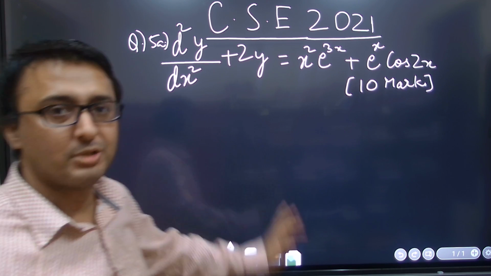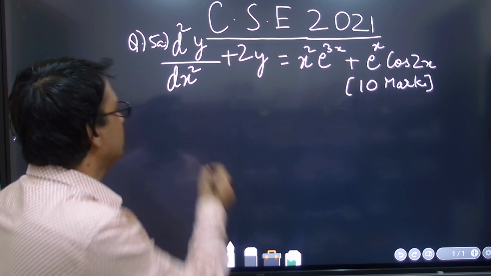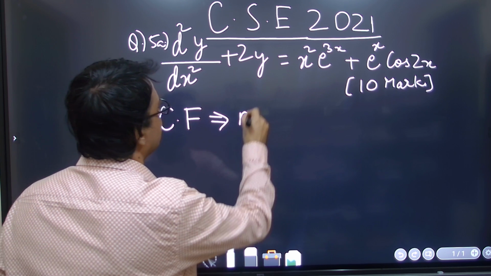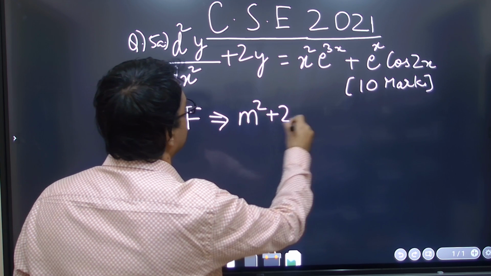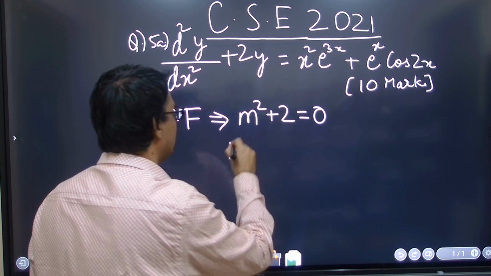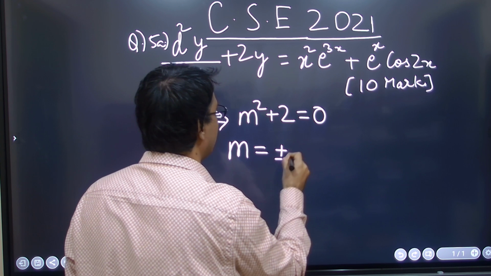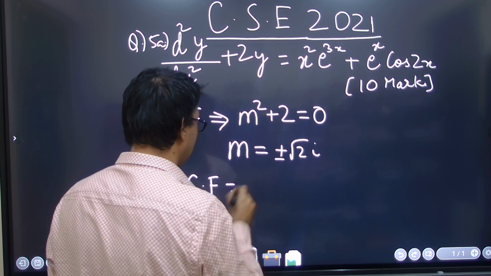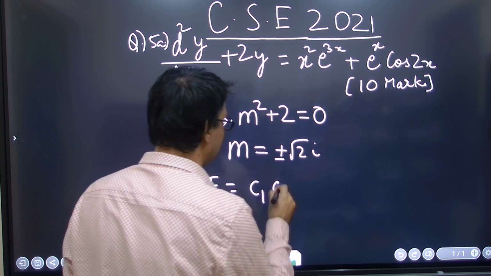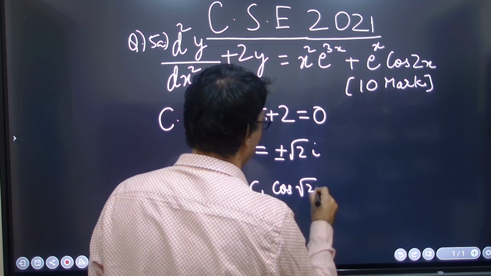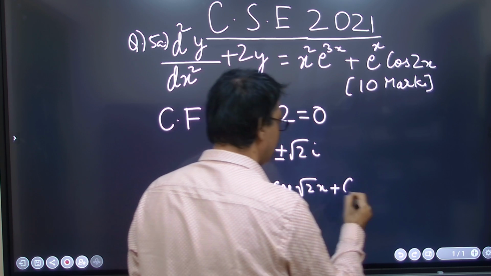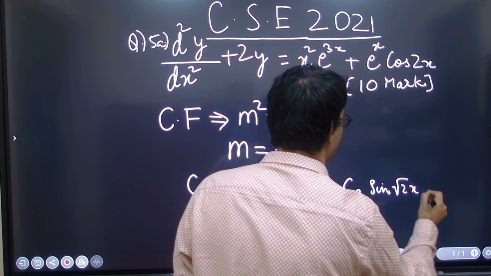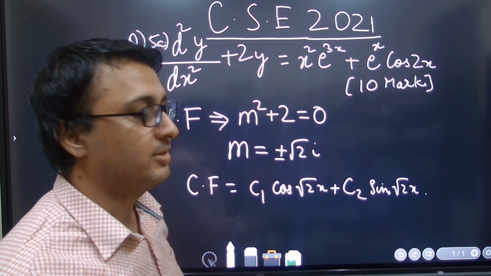Now, first and foremost, we need to find out the complementary function. If you write the auxiliary equation, we get the roots as m equal to plus minus i root 2. So our complementary function is c1 cos root 2x plus c2 sine root 2x. So in no time we get our complementary function.